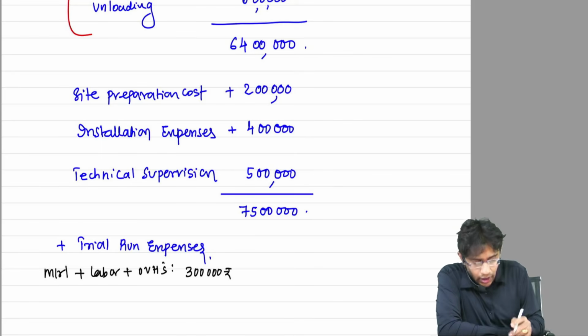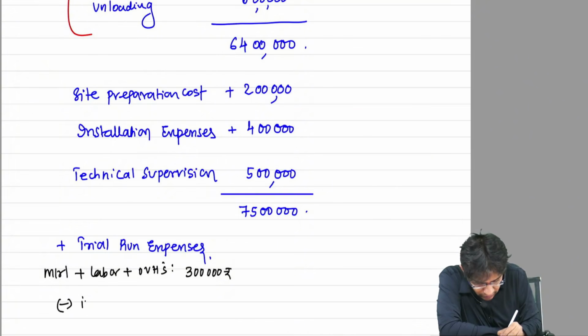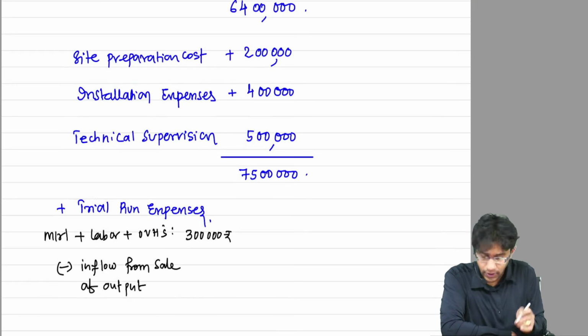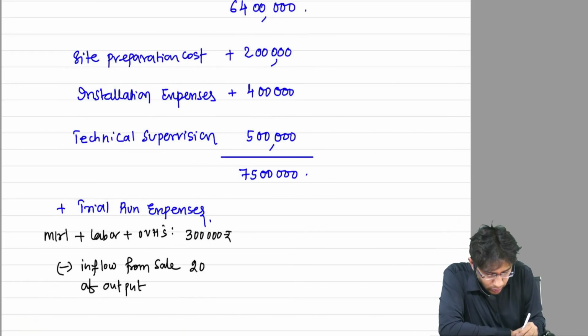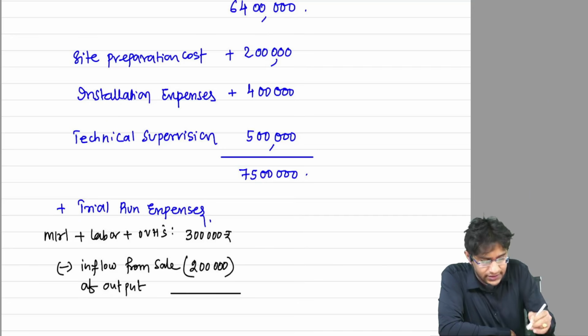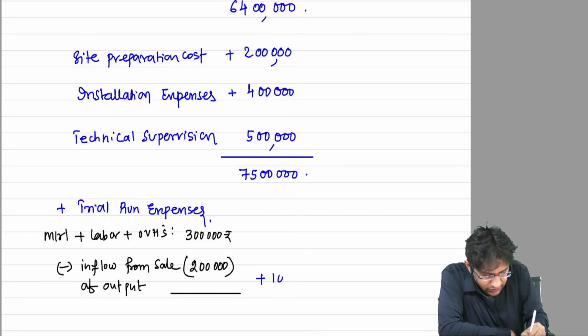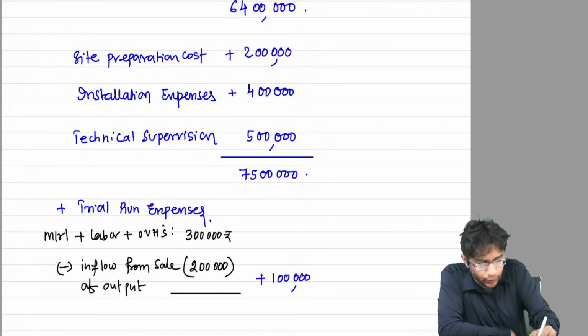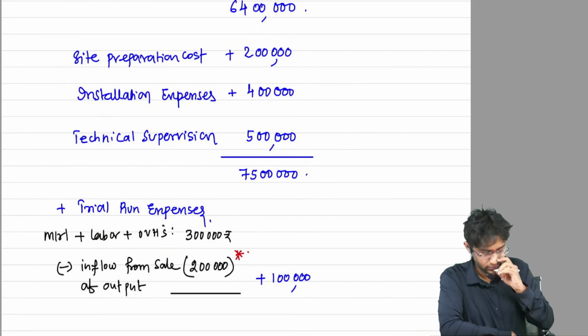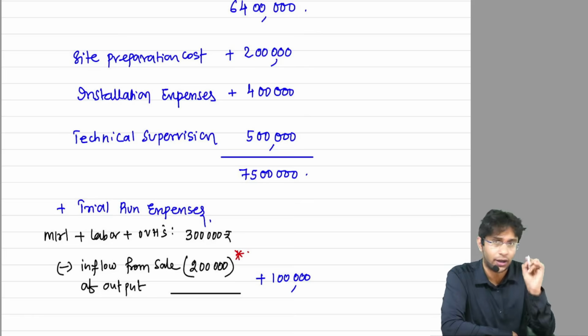Now the output came, and that output this fellow sold, minus inflow from sale of output in trial run. This he sold off. So let's say he got 2 lakh rupees from the sale of it. So your net testing cost is only 1 lakh rupees. That only you have to add. Very important, sir, be careful. So that's about your trial run expenses.